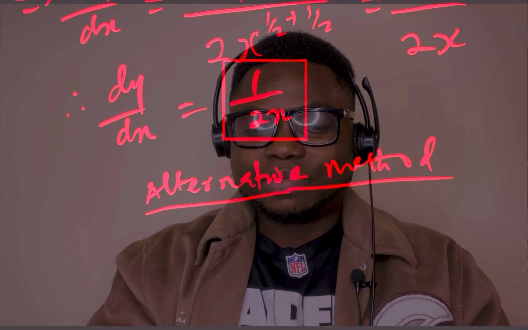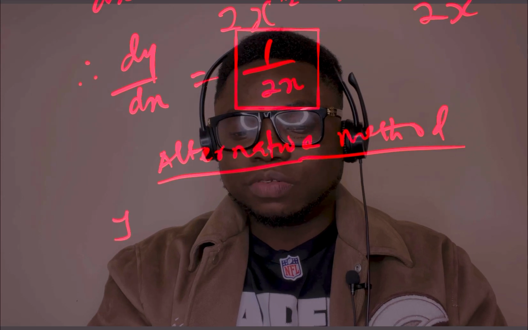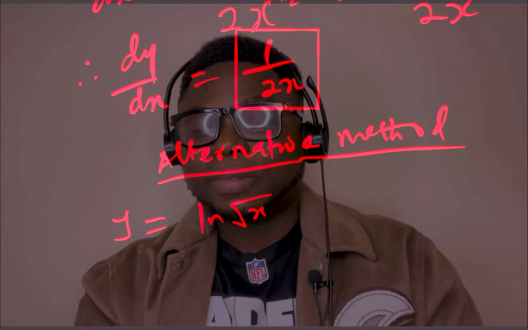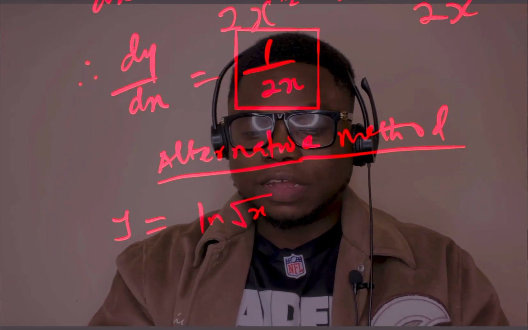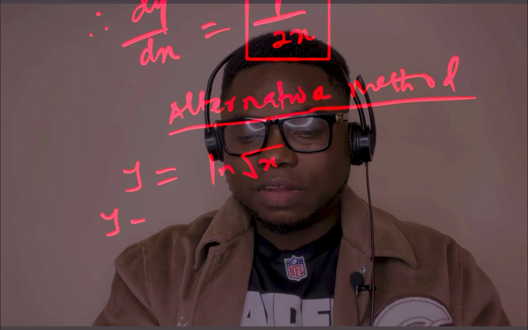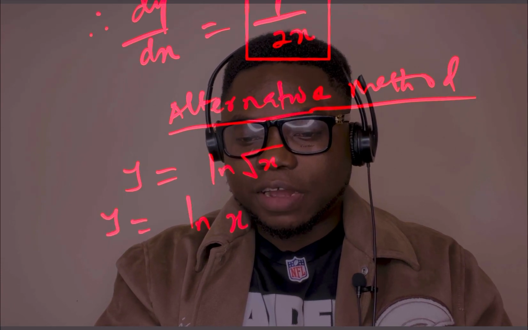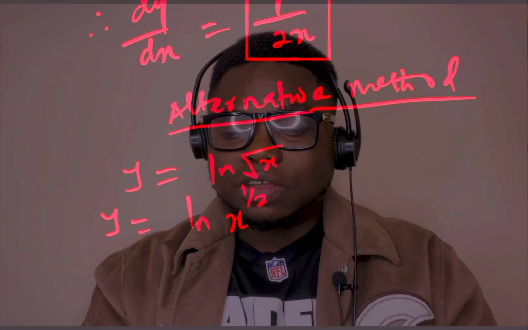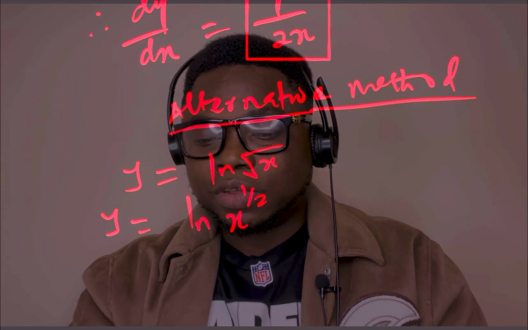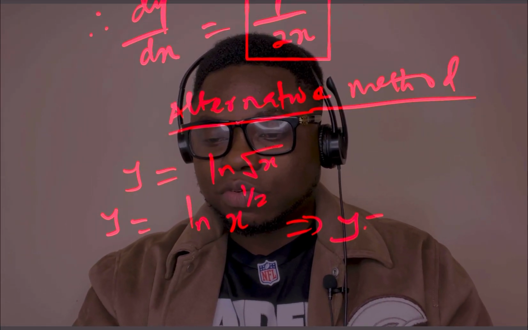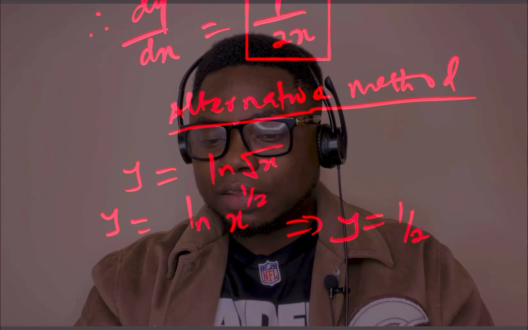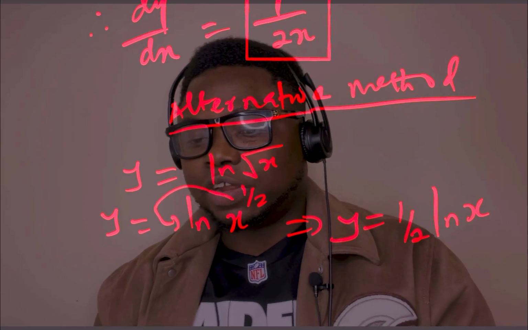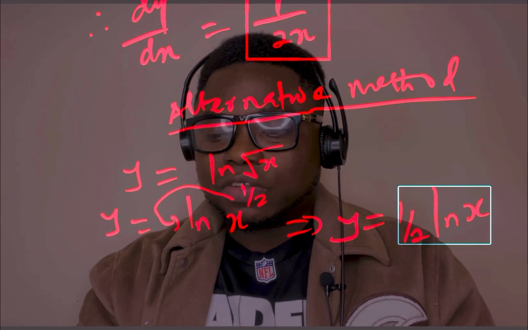So remember that the question is evaluate y is equal to ln square root of x, which is the same thing as ln x raised to the power of half. And this is natural logarithm, that is log base e. So if I apply the power law of logarithm here, this is going to give me y is equal to half ln x, because if I move this exponent to multiply the log itself, that is the power law of logarithm, I'm going to get this 1 over 2 ln x.